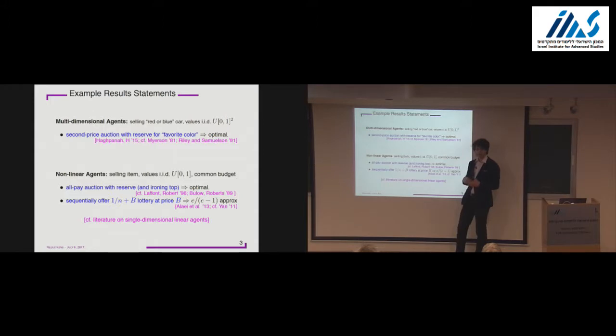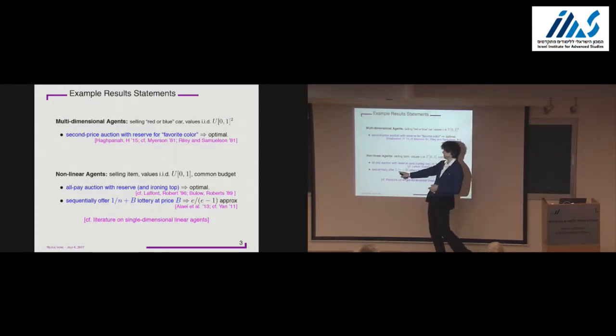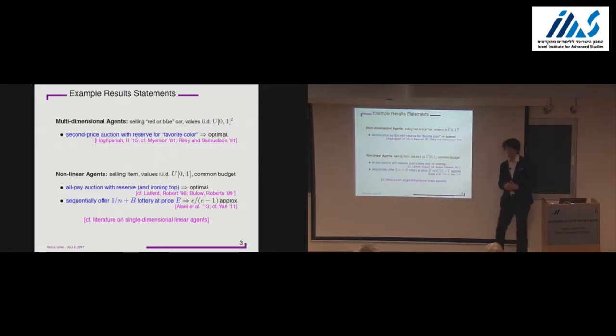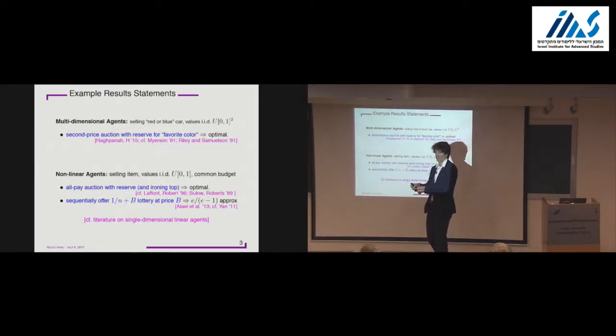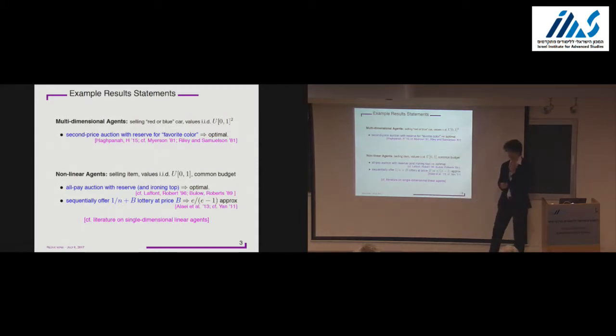Here's another mechanism, a very simple mechanism. I'm just going to go through the agents in sequence and offer them, at price b, their budget, an outcome that gives them the item with probability 1 over n plus b. So it's just a lottery. You pay me b, I flip a coin and sometimes give you the item, sometimes not. I go through the agents in sequence until one of them buys and the coin comes up heads and I give them the item. That mechanism is an e over e minus 1 approximation, which is 1.58.